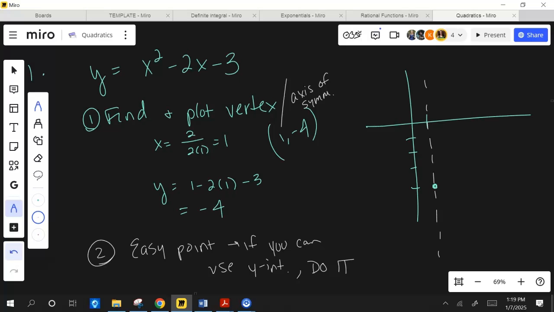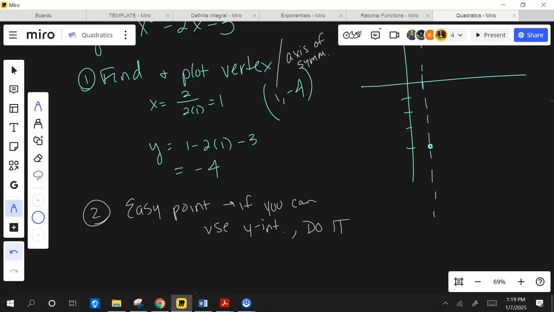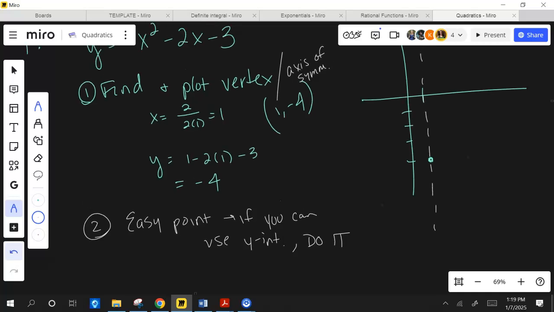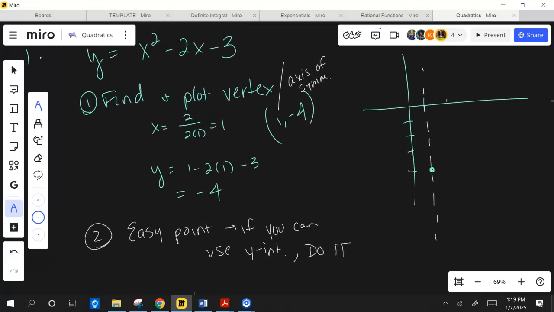What happens if the vertex sits on the y-axis? Then I'd need another point. So how might you find another point? Well, all you have to do is pick an x that's close to your vertex and plug it in the same way you did with your vertex. So maybe I couldn't use the y-intercept, and I said, okay, 3 looks easy to me. I'm going to plug in 3 for x and find the y that goes with it. Does that make sense to everybody?